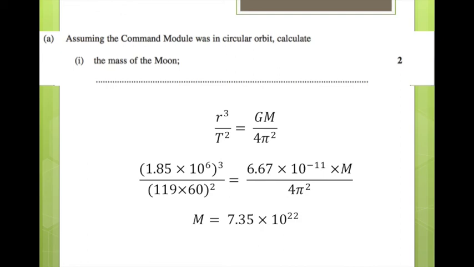So once again, we need to use Kepler's third law. And we can notice from the question, the radius and the period are given. So we can go ahead and sub in those two values. So we can get to the second line here. By rearranging and making M, which is the mass of the moon, the subject, we can get that the mass of the moon is 7.35 times 10 to the power of 22 kg.